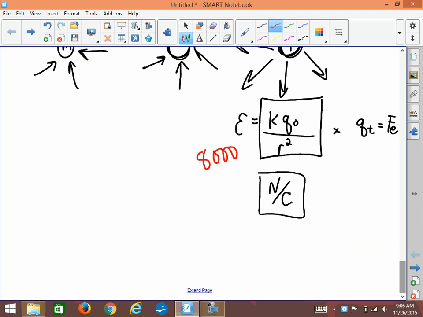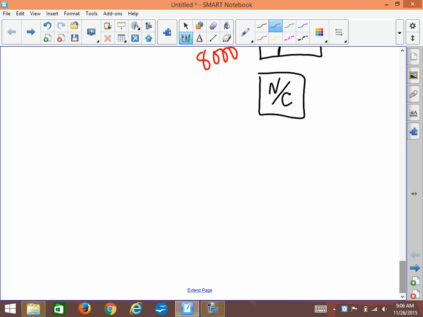Newtons per coulomb. When you do the gravitational field strength, it's not newtons per coulomb, it's newtons per kilogram, right? And you get both, newtons per kilogram or newtons per coulomb, and if you had a different force field on a different force, it would be slightly different.